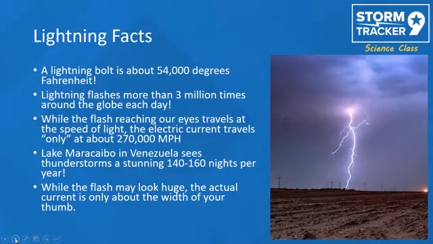And while the flash may look really big and really bright, you look at that one and think, there's no way that it's only the width of your thumb, but that's exactly how wide it is. Usually the charge flow from the cloud down to the ground is only about 2 to 3 centimeters wide. So it's the return stroke that you're seeing, the flash, that makes it look so much bigger, but really it's pretty small.